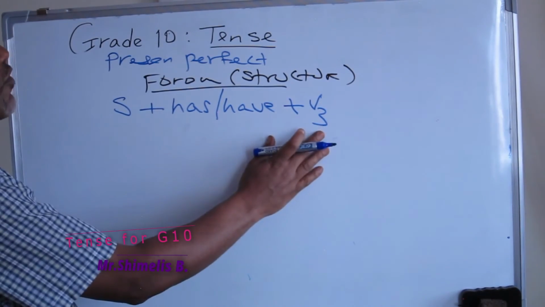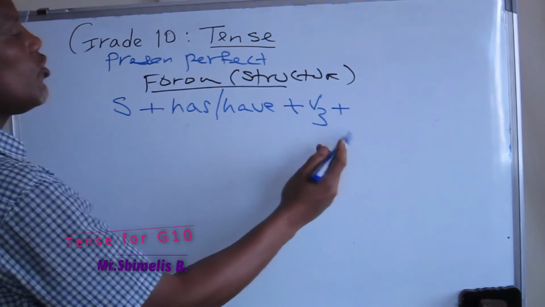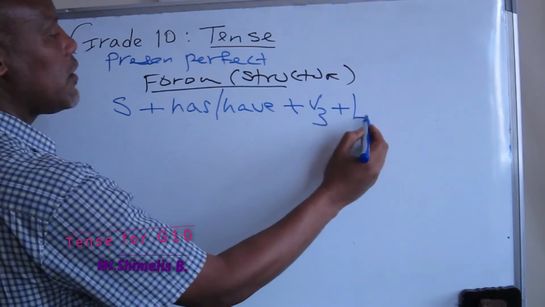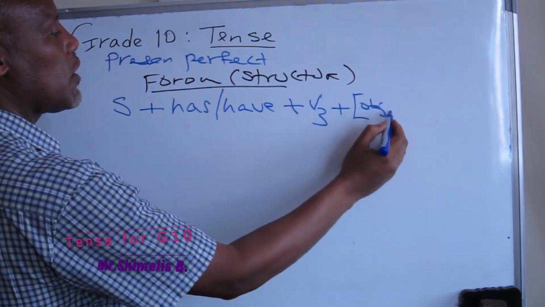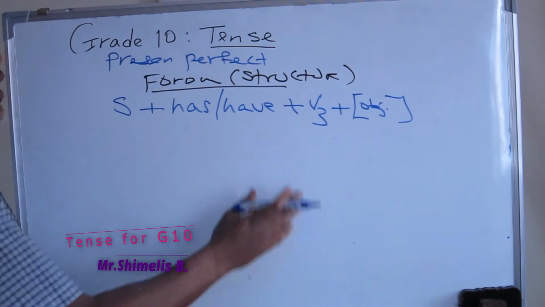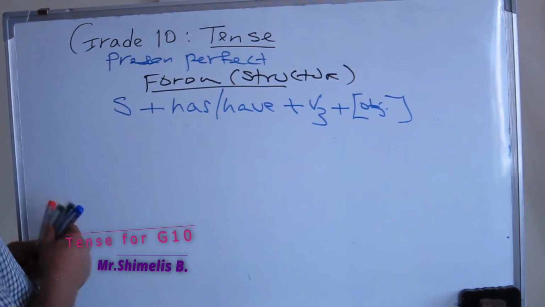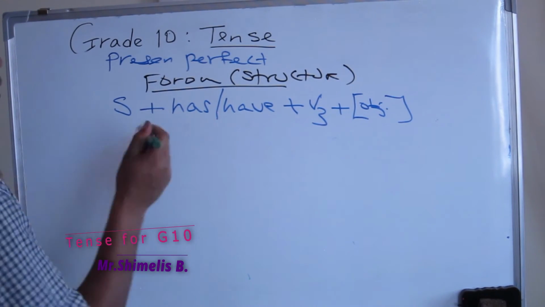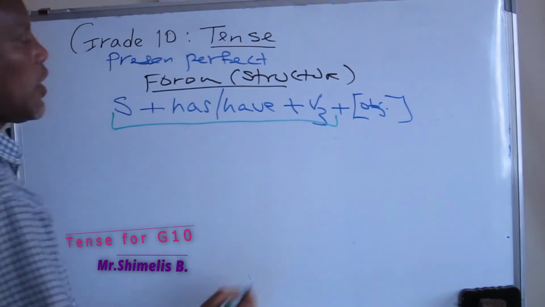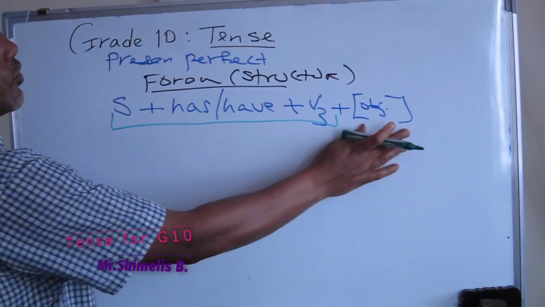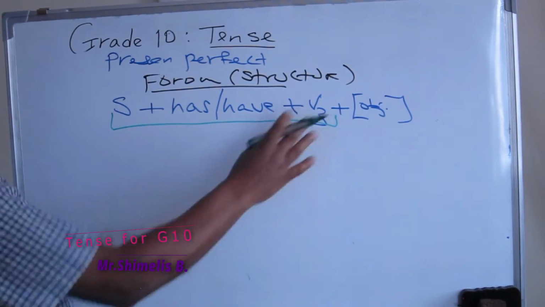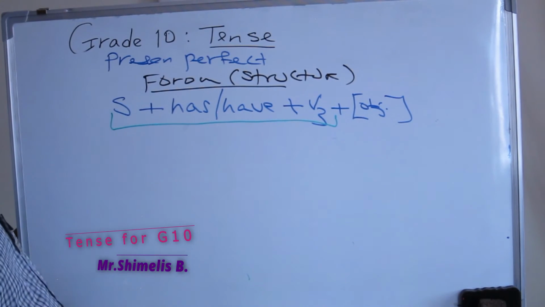We use the third form of the verb, and as usual, depending on the verb, we might include an object, okay? So these are the obligatory rules. Up to this point, these are obligatory. As I told you, a structure which is placed in a square bracket is optional.